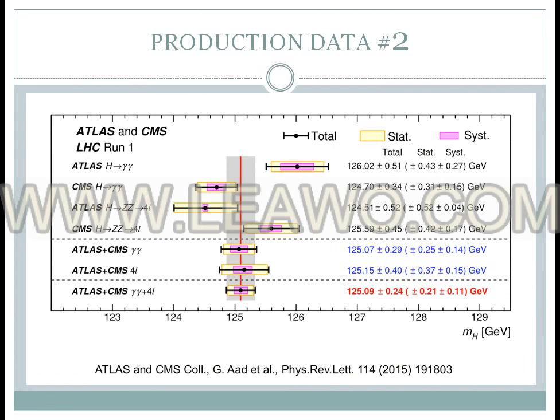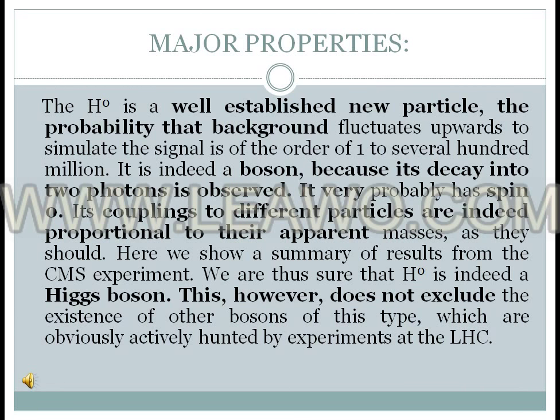Now let us sum up the major properties of our Higgs boson and Higgs field. The Higgs particle is a well-established new particle. The probability that background fluctuates upwards to simulate the signal is of the order 1 to 700 million. It is indeed a boson because its decay into 2 photons is observed. It very probably has a spin 0. Its couplings to different particles are indeed proportional.